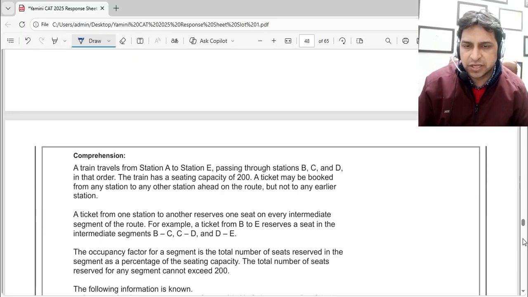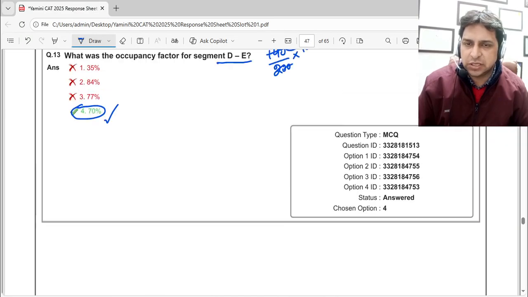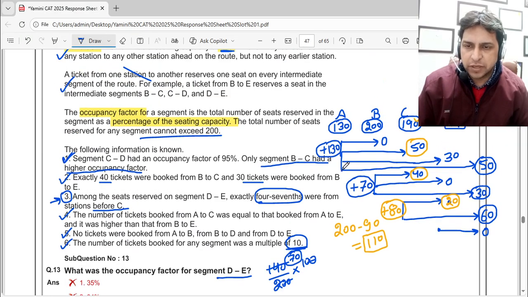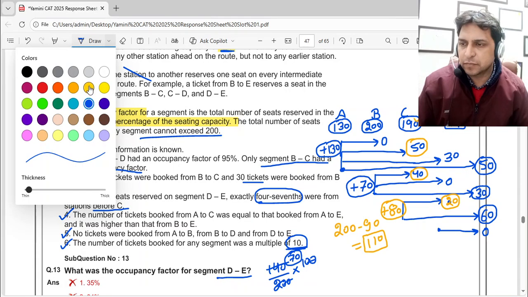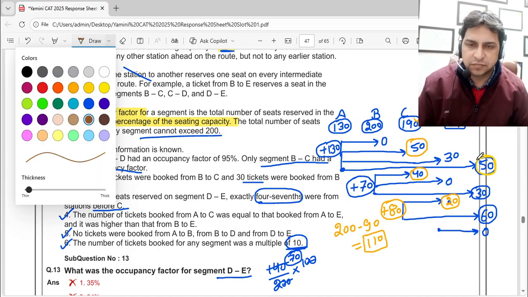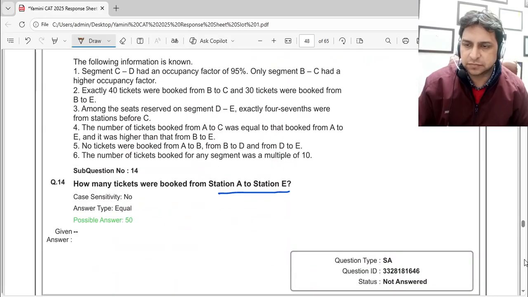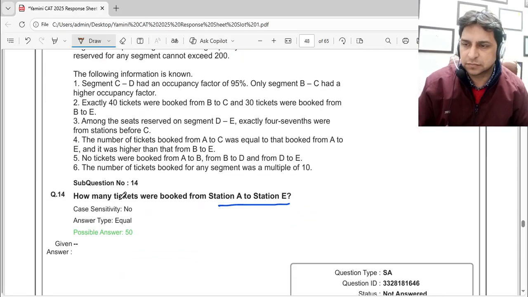The second question they have asks how many tickets were booked from station A to E? From A to E, if we check, we booked a total of 50 tickets. So that is the number which we have. So 50 tickets were booked from station A to E. So that is the answer.